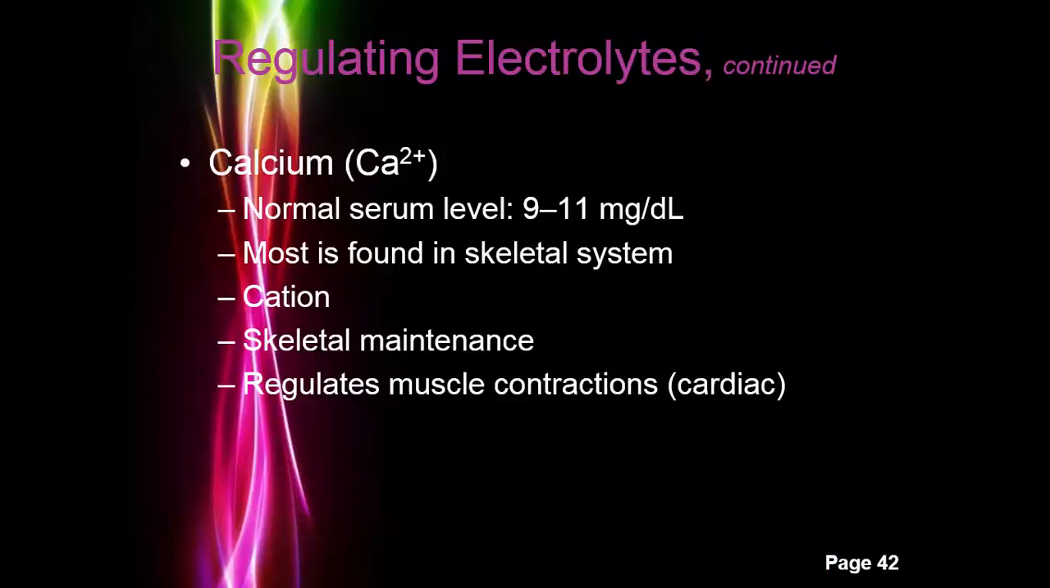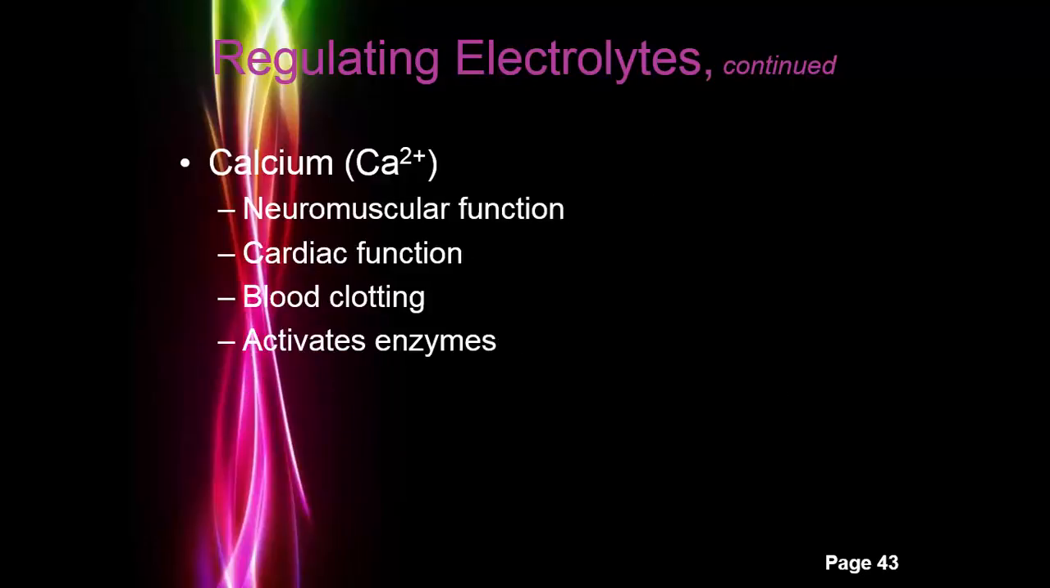So looking at calcium, normal calcium serum levels are 9 to 11 milligrams per deciliter. 99% is found in the skeletal system. It is a cation. It is vital in regulating muscle contraction and relaxation, neuromuscular function, and cardiac function. It also aids in blood clotting and activating enzymes.